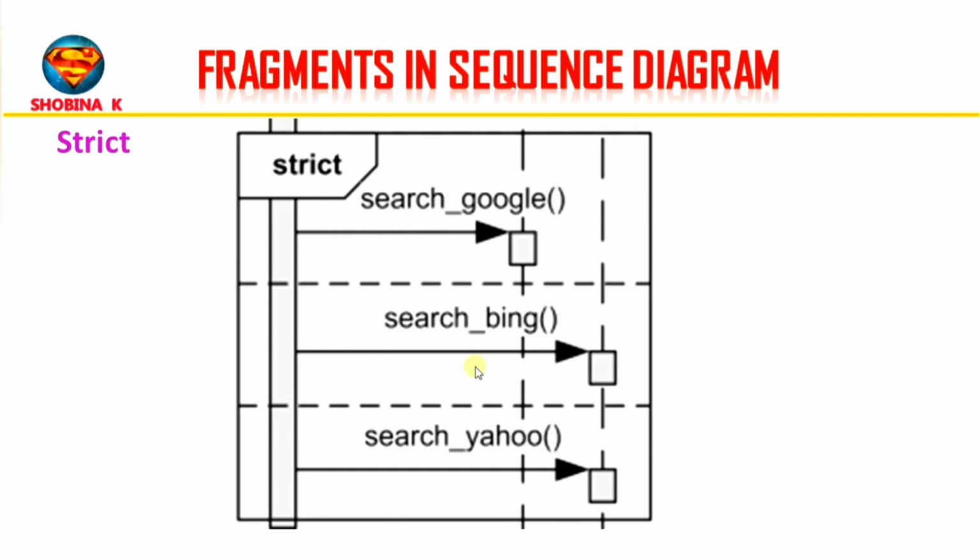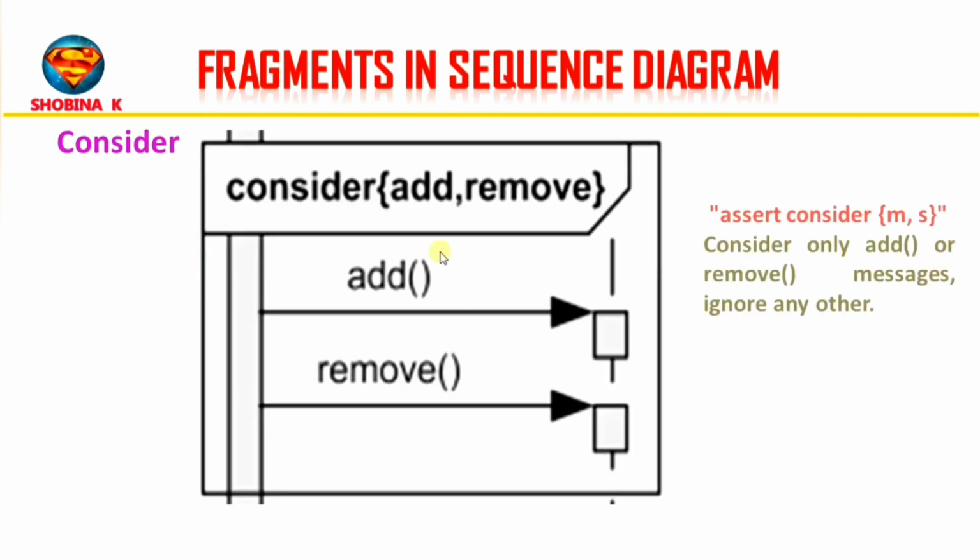The strict interaction operator requires the strict sequencing or ordering of the operands on the first level within the combined fragment. And next up we have consider. This consider operator defines which messages should be considered within the combined fragment, meaning that any other message will be ignored. Consider operation is typically combined with other operations such as assert.